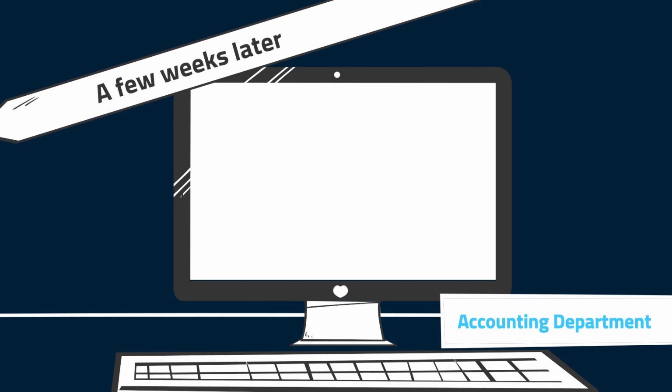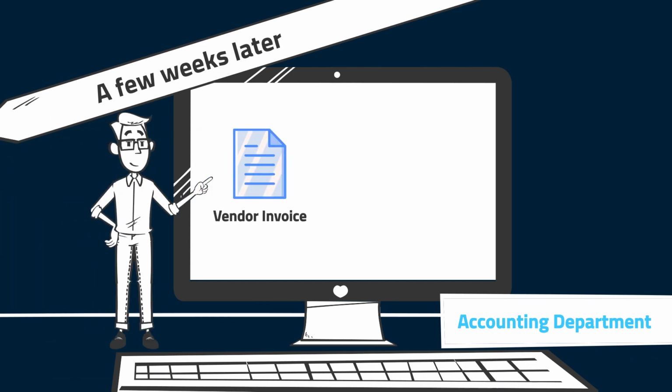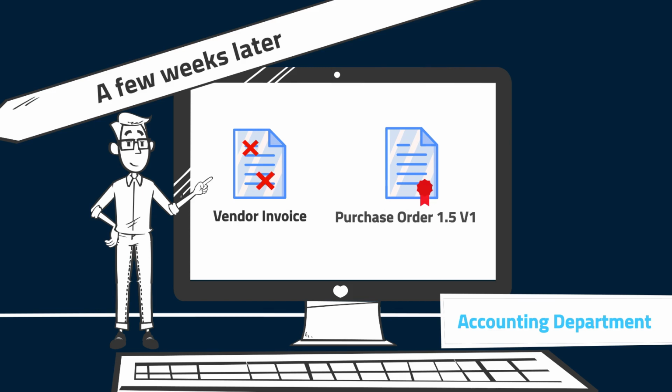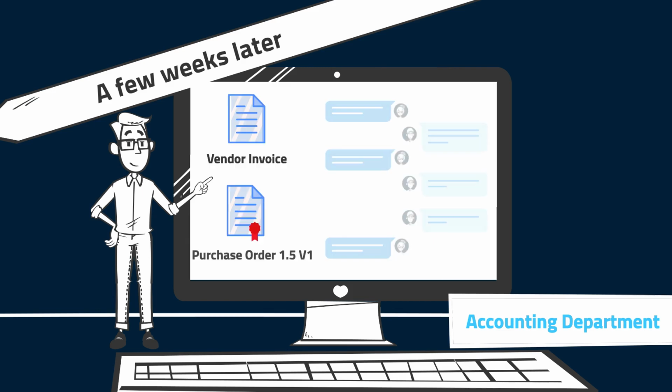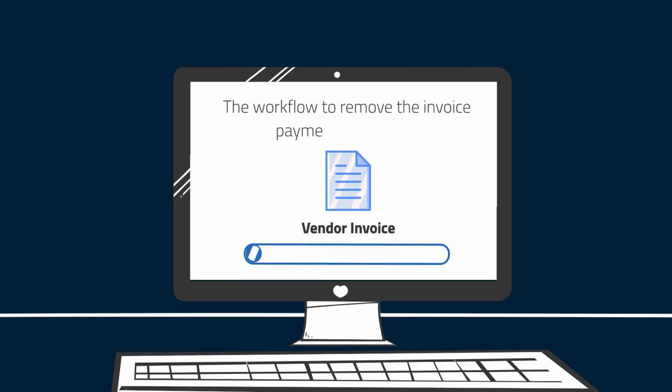In the accounting department, Roger receives the invoice from the supplier, but he cannot match the items with the purchase order and the delivery note. The purchase order does not correspond with the received invoice, so he asks information to the procurement in order to identify the problem. The workflow to remove the invoice payment lock begins.